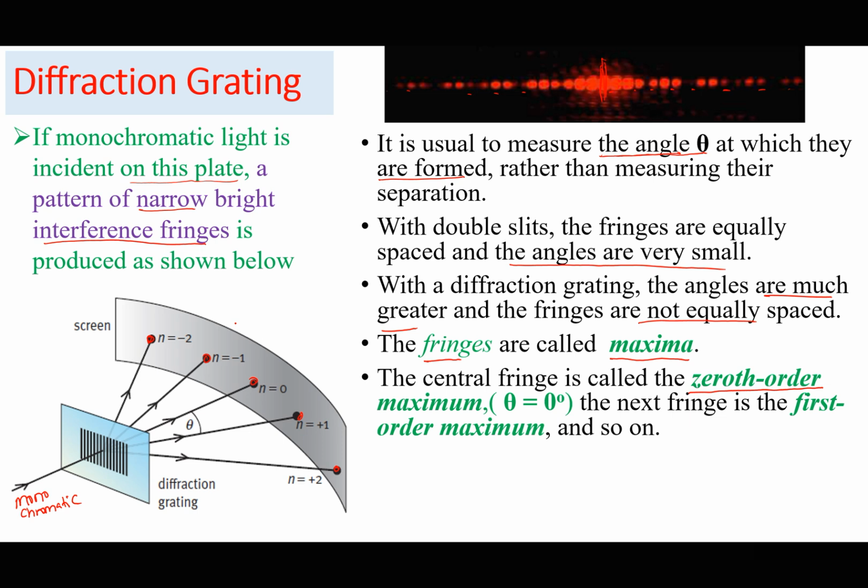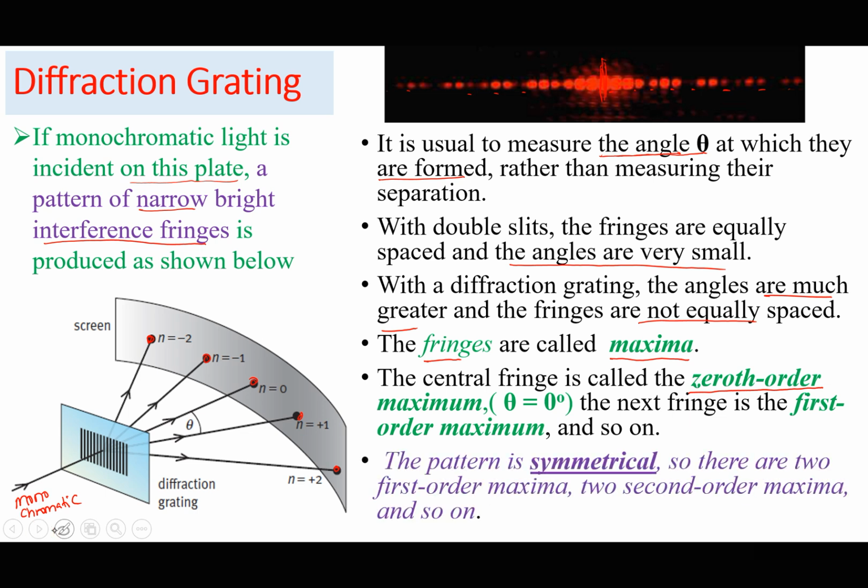So following with the first order, second order, and so on and so forth, both above and below, or to the left and to the right. So the pattern is symmetrical. There are two first order maxima, two second order maxima, and so on. For a diffraction grating, we expect symmetrical interference patterns, where there will be a first order on the left, a first order on the right, a second order on the left, a second order on the right, and so on and so forth.